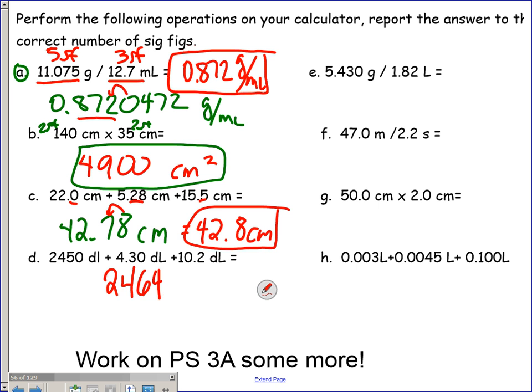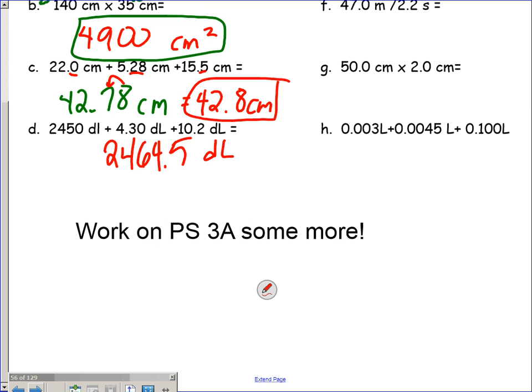2,464.5. All right, and then deciliters, right? Yeah. Okay, so if this is our pseudo final answer, am I counting sig figs or decimals? Decimals again, because it's an addition and subtraction problem. How many numbers after the decimal? 0. Here? 2. Here? 1. So I need to record this with how many places after the decimal? 0. Nothing.